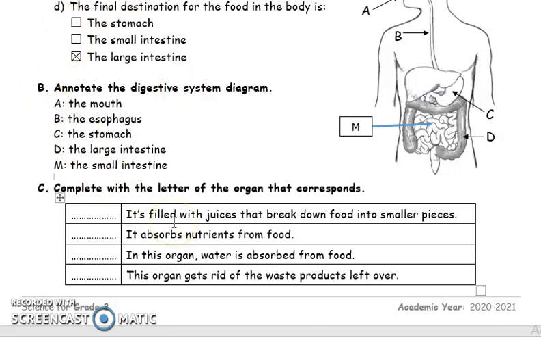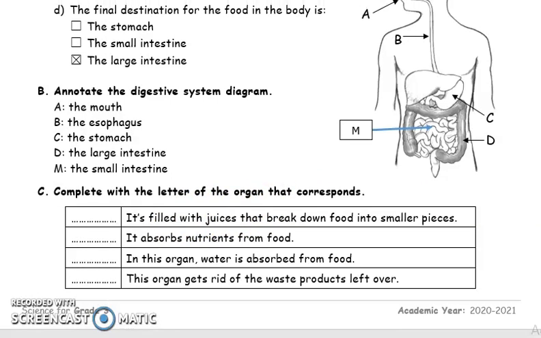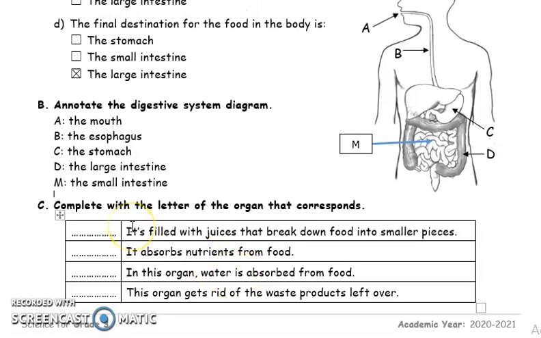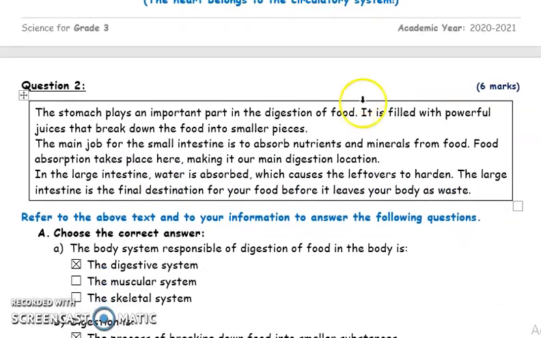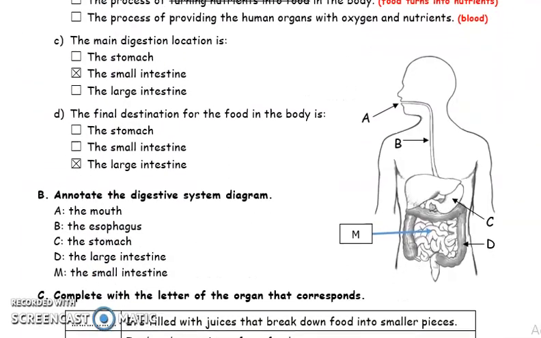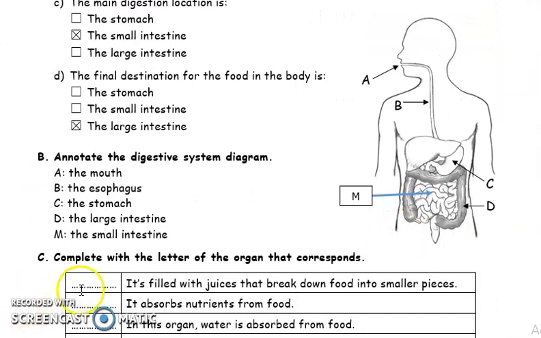Complete with the letter of the organ that corresponds. Which part, is it A, B, C, M, or D, is filled with juices that break down food into smaller pieces? Let me use the text. It's filled with powerful juices that break down food into smaller pieces. Here we were talking about the stomach. The stomach refers to letter C. So it's the letter C that should be written in this box.